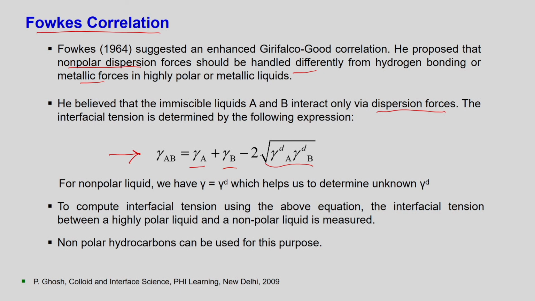So, for non-polar liquids, when we do not have any association, you only have dispersive forces, so this gamma will become gamma D. Now if you put gamma equal to gamma D in the case of non-polar liquids, we can calculate unknown dispersive interfacial energies. To compute interfacial tension using the above equation, the interfacial tension between a highly polar liquid and a non-polar liquid is measured. So, it means if you keep A as highly non-polar, B you should keep as highly polar. The more the difference, the greater is the value. So, non-polar hydrocarbons can be used for this purpose.